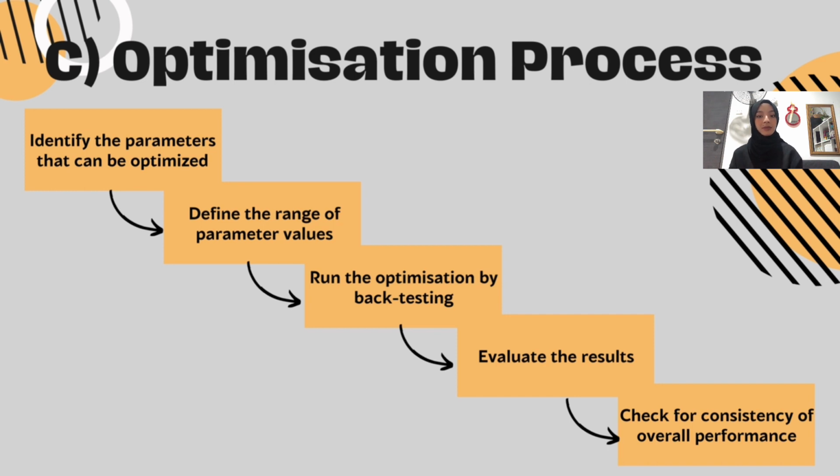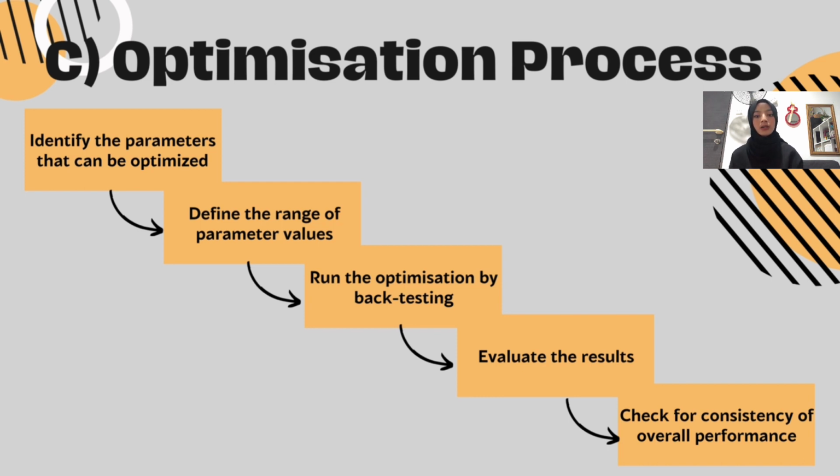The third step is the optimization process. First, identify the parameters that can be optimized. These are the variables of the strategy that can be adjusted to improve its performance. Examples of this can be the periods used in the technical indicators, the stop loss and take profit levels, or the position sizing rule. Then define the range of parameter values. Determine the range of values for each parameter that will be used in the optimization. For example, the range of values for the period of the moving average can be from 5 to 30 days.